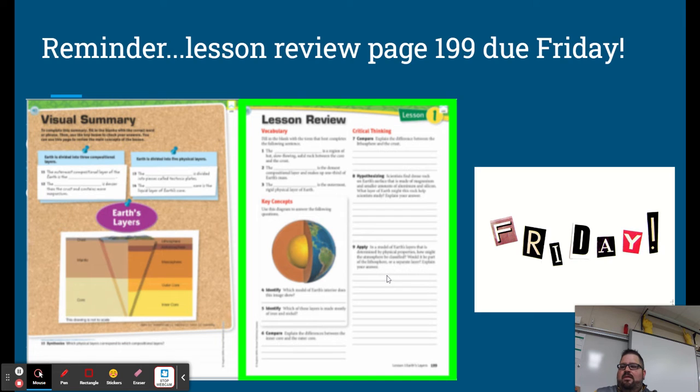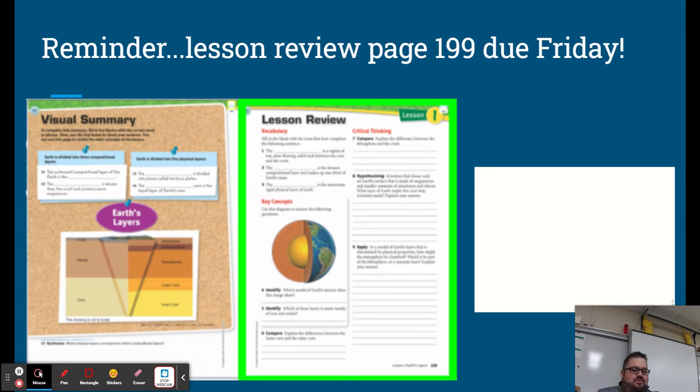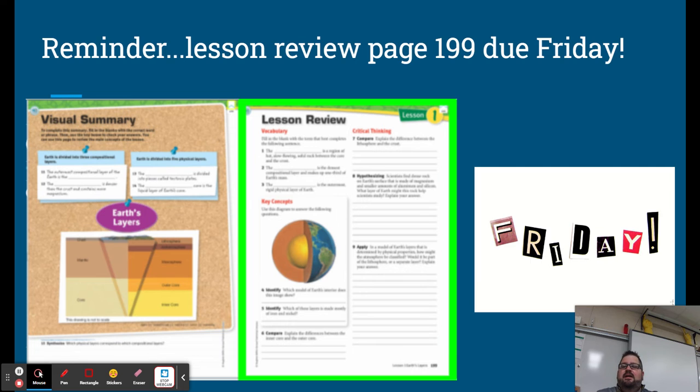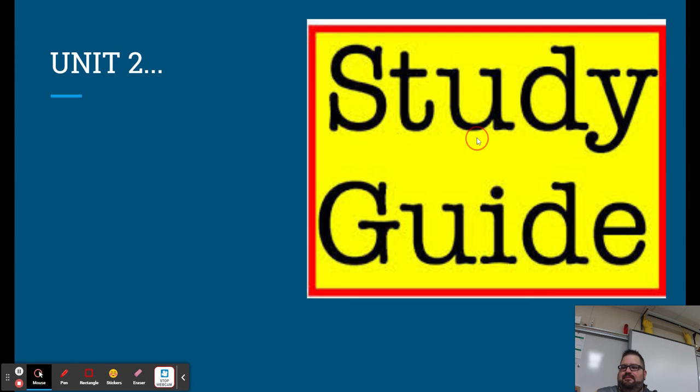And again, along with that, I realize people flip right to page 199 and just do it. I get it, but it is important that you do try to read, go through the section, and get some of that information. Like I said, that's what fills in the gaps.